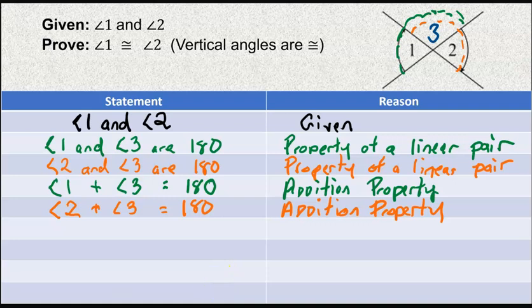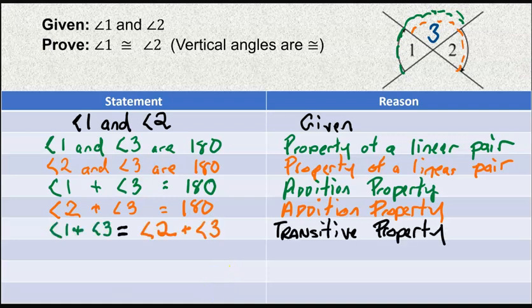Now, let's employ the transitive property. So, I employed the transitive property by substituting one of the 180 degrees with the expression. So, instead of having here written angle 1 plus angle 3 equals 180 degrees, I replaced that with angle 1 plus angle 3 equals angle 2 plus angle 3. And one of the things I've managed to do was get this angle 3 here and here on both sides.